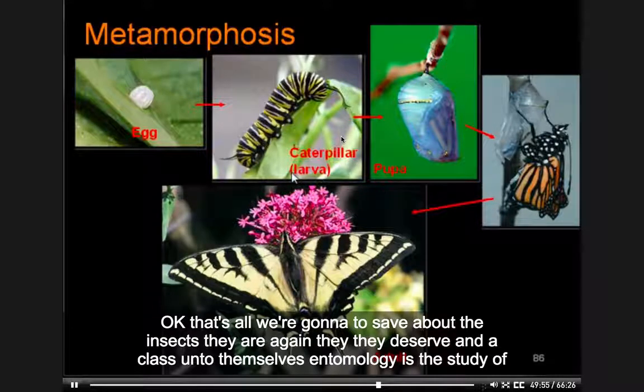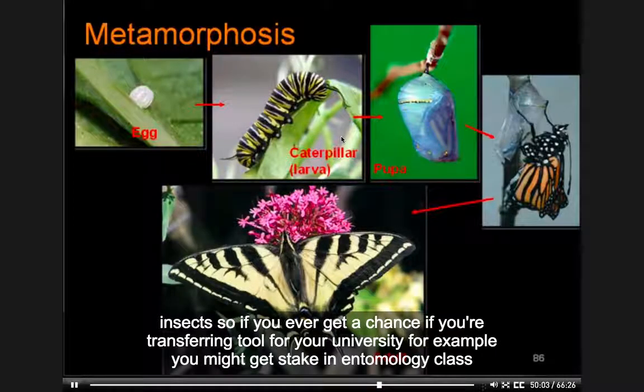Okay, that's all we're going to say about the insects. They deserve a class unto themselves. Entomology is the study of insects. So if you ever get a chance, if you are transferring to a four-year university, for example, you might get to take an entomology class.